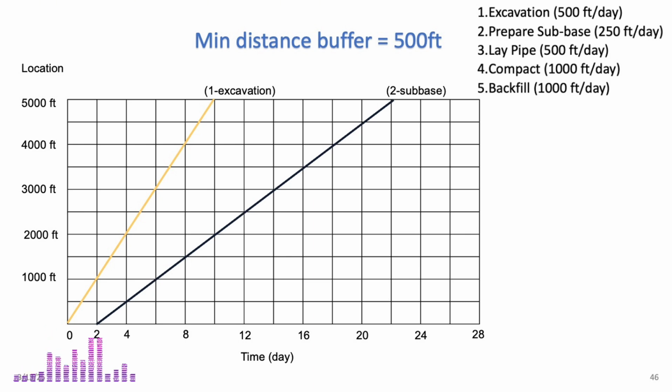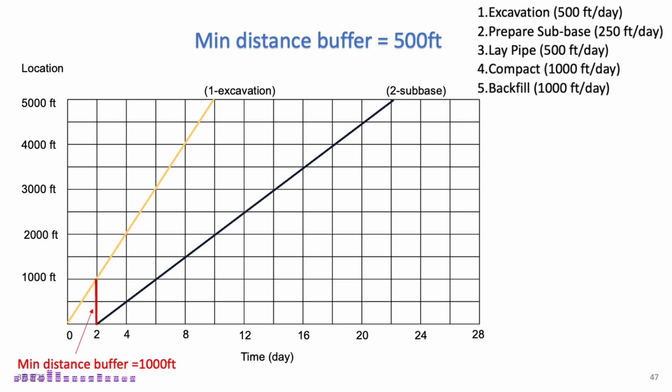Now, it's important to check whether the schedule meets the project constraints. Specifically, the minimum required distance buffer between activities must be 500 feet, which corresponds to 1 row on our diagram. This means that at any moment, the vertical space between excavation and subbase should not be smaller than this limit. Because subbase progresses at a slower rate than excavation, the distance buffer naturally increases over time. The smallest gap between the two occurs right when subbase begins.